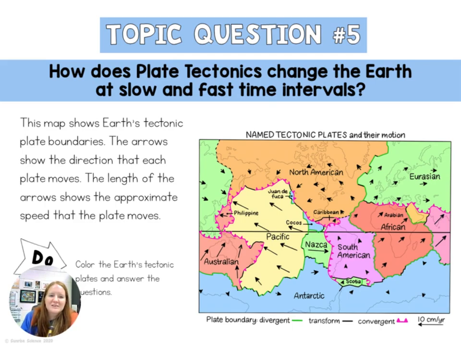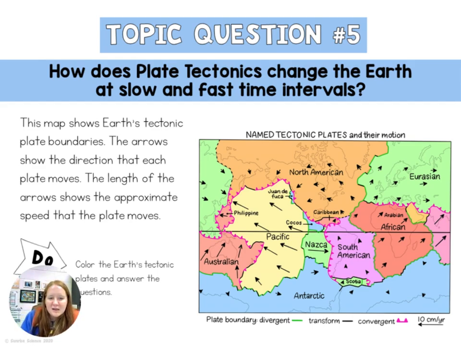All right, so how does plate tectonics change the Earth at slow and fast intervals? The map shows Earth's tectonic plate boundaries. These arrows show the direction that each plate moves. The length of the arrow shows the approximate speed that that plate moves. So if it's a long arrow, it's moving very fast. If it's a short arrow, it's moving very slow.